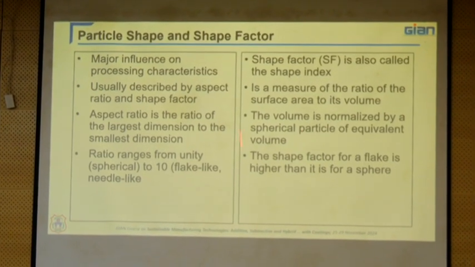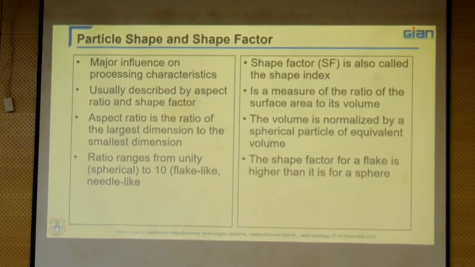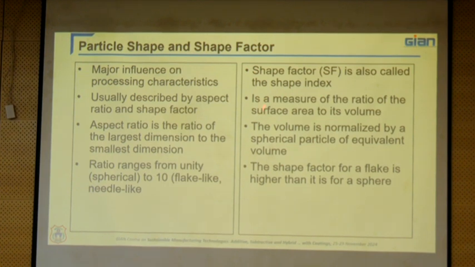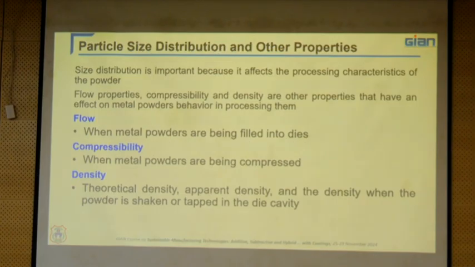The shape factor is also called the shape index. We are expecting very spherical powder particles. It measures the ratio of the surface area with respect to the volume of your powder particles, and the volume is normalized to that of a spherical particle of equivalent volume. The shape factor of a flake is higher than that of spherical powder particles. All these relate to our flowability aspects. As I am saying, when metal powders are filled into your die, they should flow easily and also be compacted. That is what gives us flow.